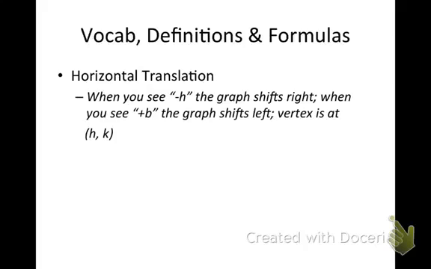So just to wrap this up and get these notes down, for a horizontal translation, when you see a -h in your equation, the graph is going to shift to the right. And when you see a, that should actually read +h, the graph is going to shift to the left. And your vertex will still be at the value hk.